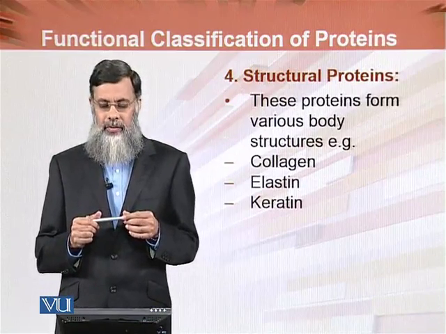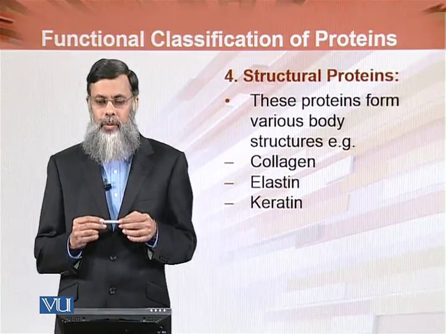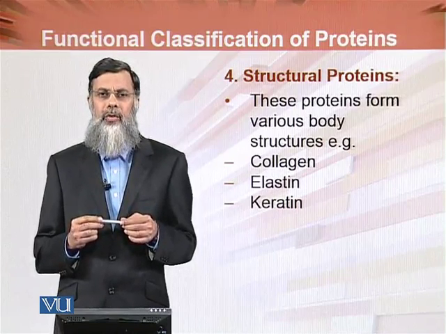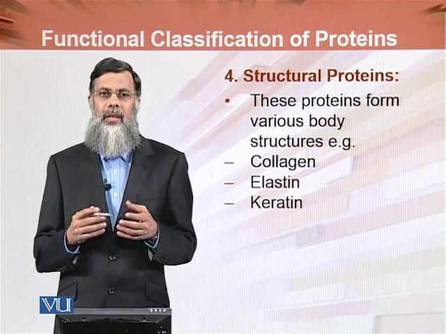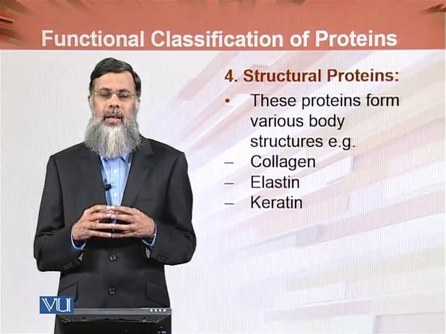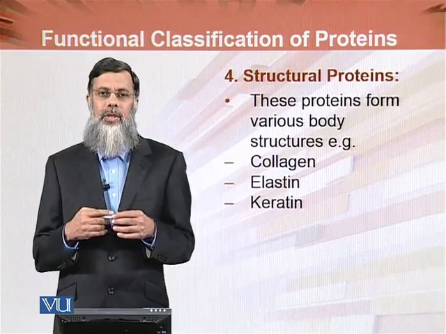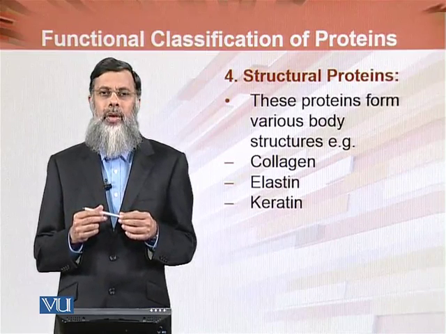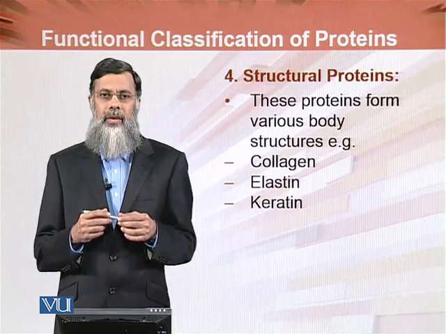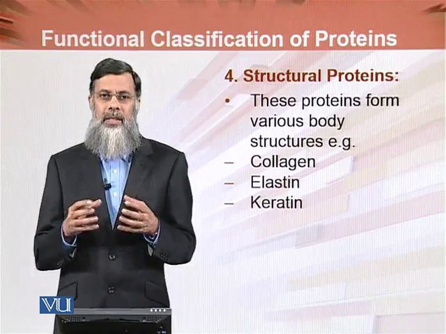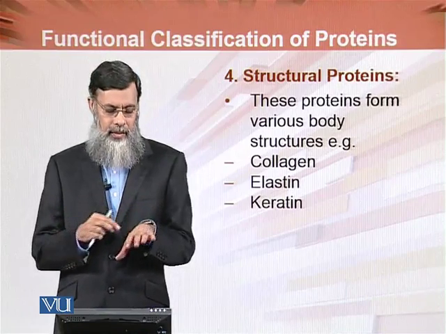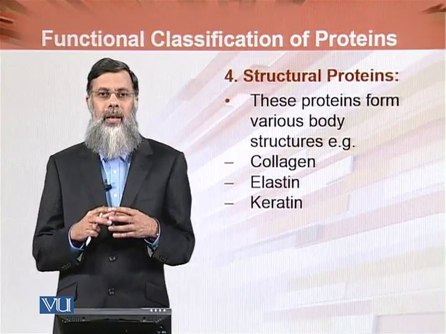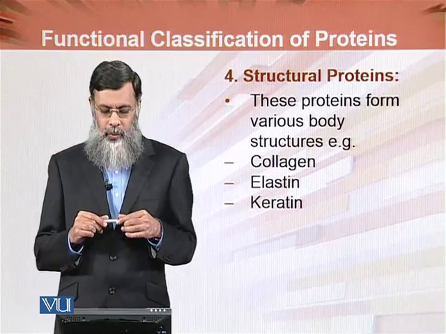Fourth one, according to functional classification of protein, is the structural proteins. These proteins form various body structures like collagen, elastin, and keratin. We have already briefly discussed them. What is collagen? It is a protein inside the connective tissue. It joins the connective tissue together, and it is also available in the ground substance. This is almost the most abundant protein in the human body. Elastin is also a type of protein present in the connective tissue. The elasticity in the different tissues of our body is due to elastin. For example, if we stretch the skin, it comes back. This return to its own shape is due to elastin, which is again a protein.